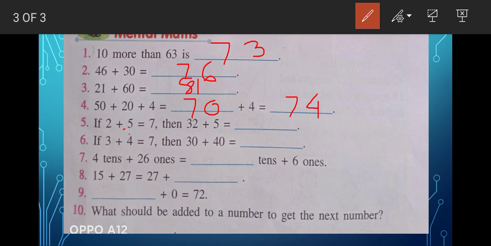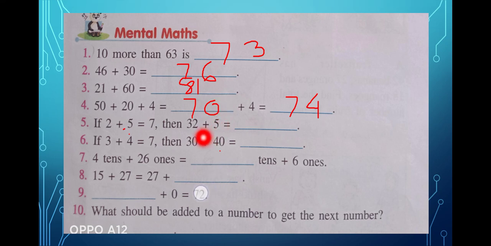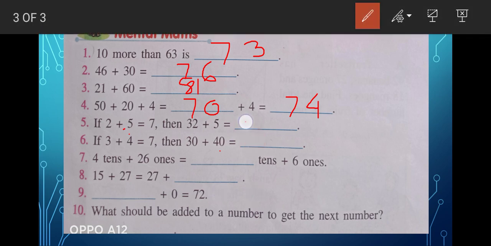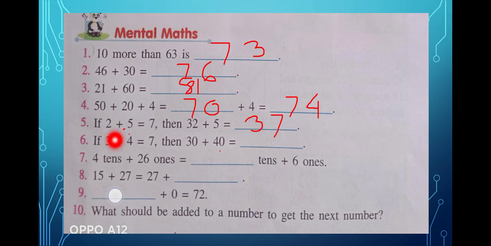Now this is also another thing. If 2 plus 5 is equal to 7, then 32 plus 5 will be 37. 5 plus 2 is already 7. So here again 5 and 2 is given, yes or no? 5 and 2 is given, here also 5 and 2. So 5 and 2, 7 means here also we will get 7. And this 3 is in tens place, here nothing is in tens place, so 3 will come here. So the answer will be 37.